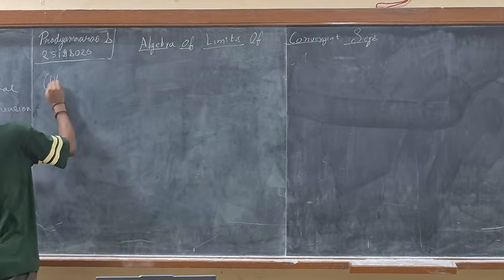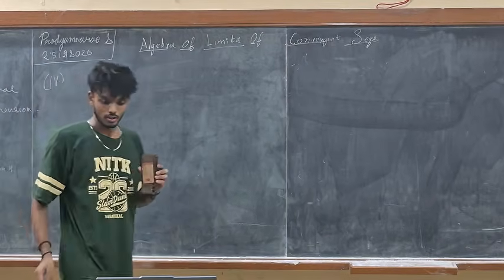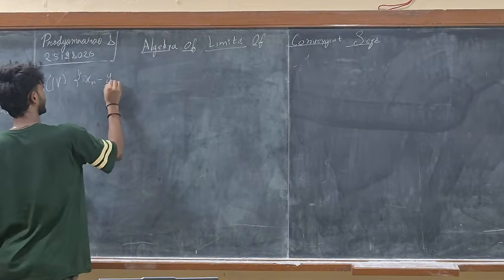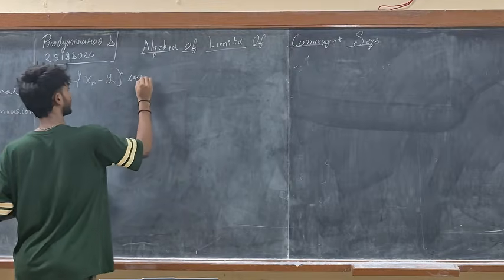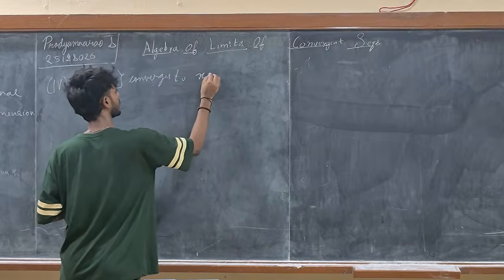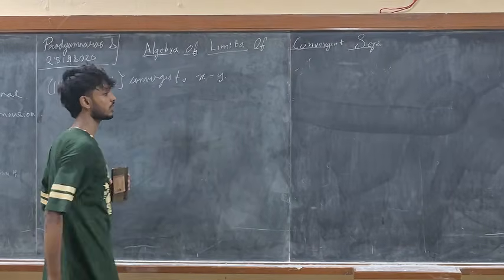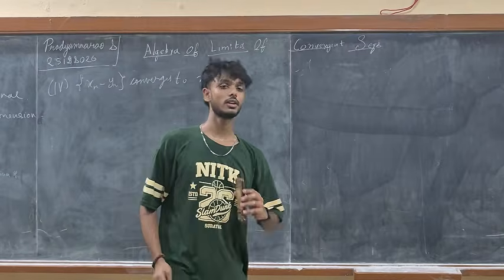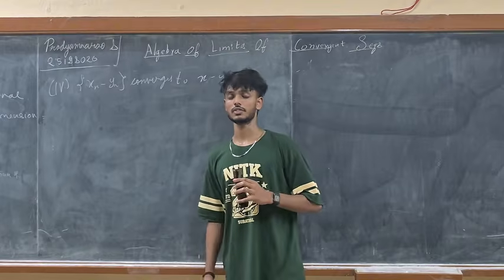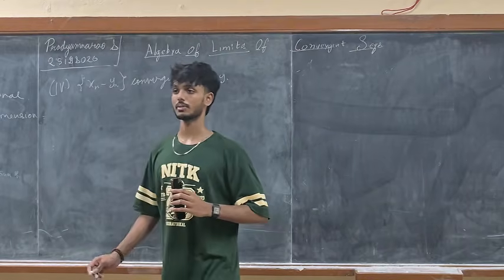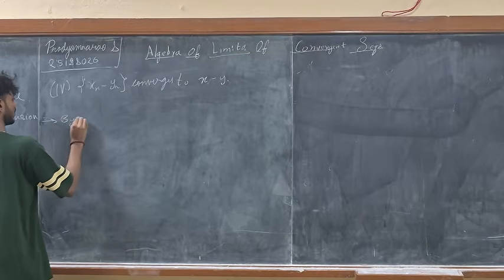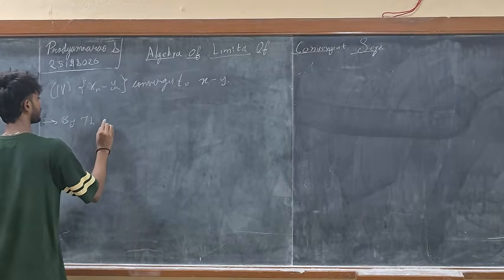Okay, so our fourth proof is that we have to prove that xn minus yn converges to x minus y. So for this fourth proof, we'll be using both the proofs which we used in the first two theorems. So we'll be using our first theorem and second theorem as well. First, let us use our second theorem, by theorem 2.